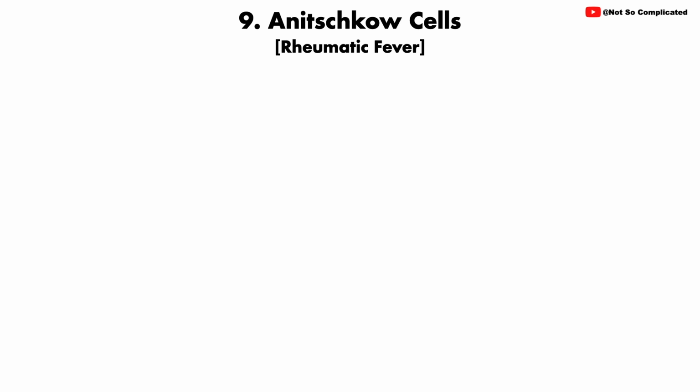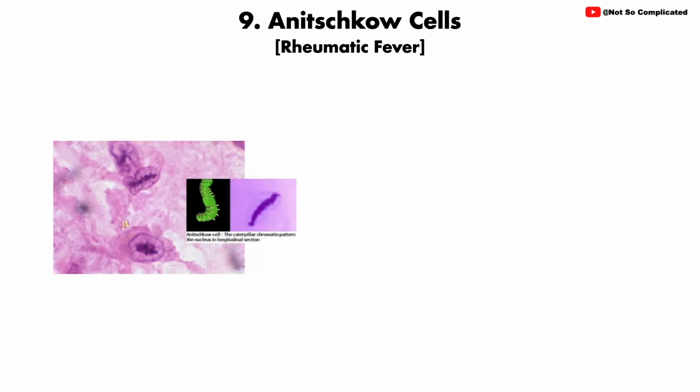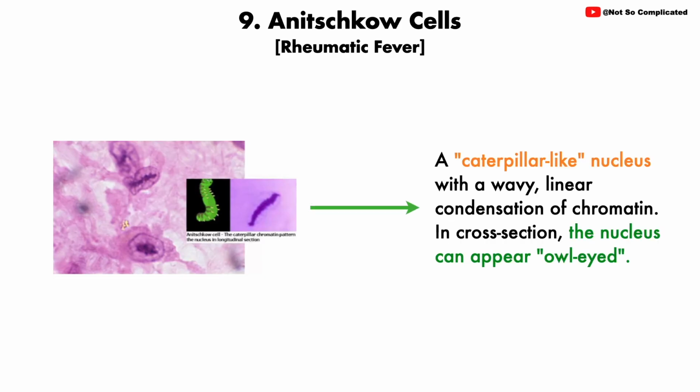And Anitschkow cells, this is also seen in rheumatic fever, and this is also a component of Aschoff bodies. They look like a caterpillar. A caterpillar-like nucleus with a wavy linear condensation of chromatin, and in cross section the nucleus can appear owl-eyed.